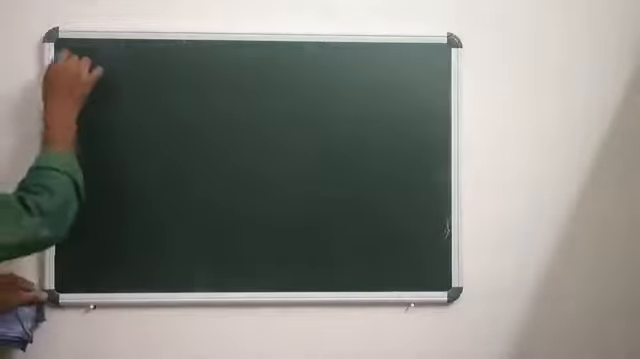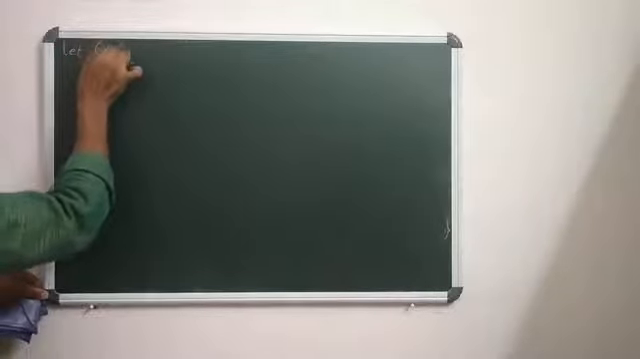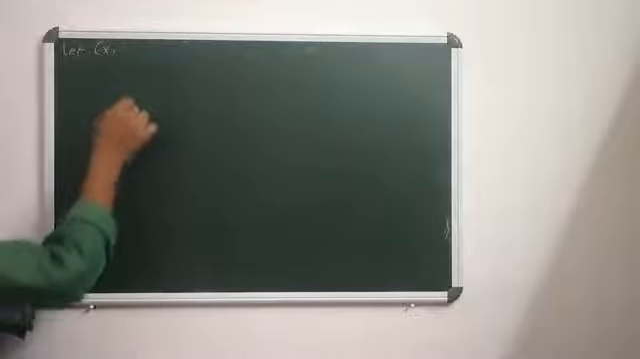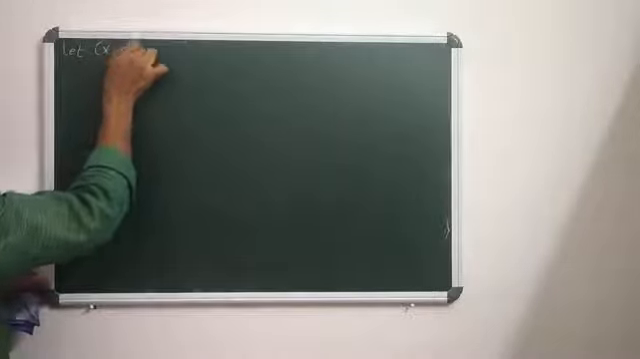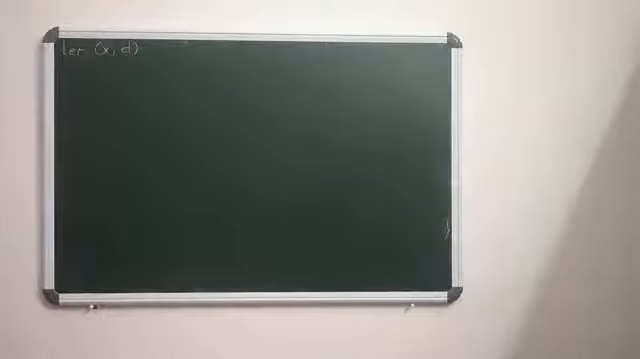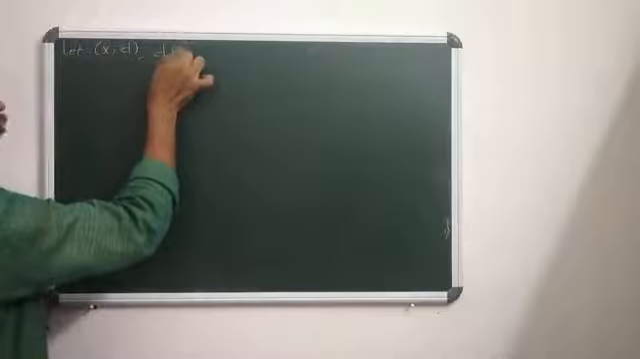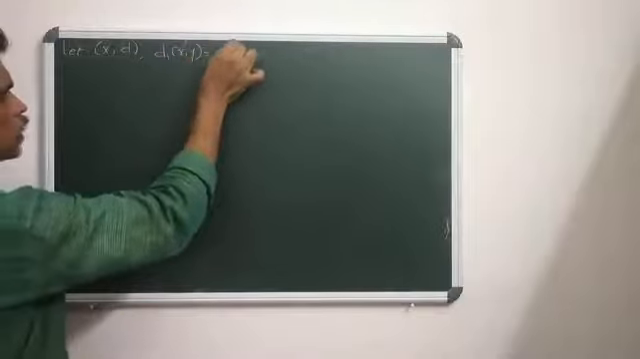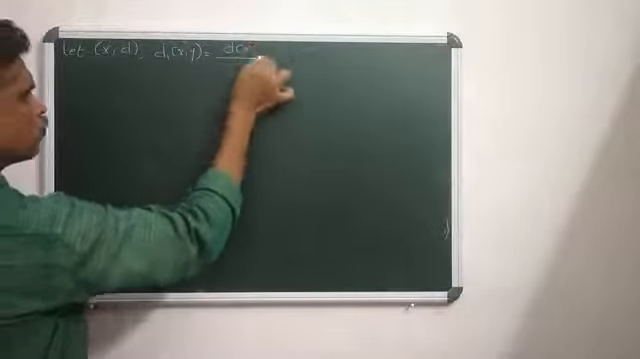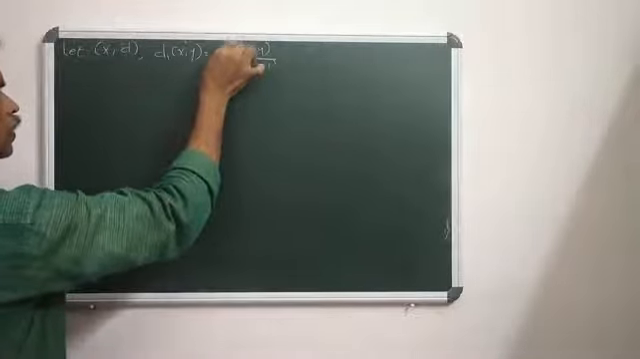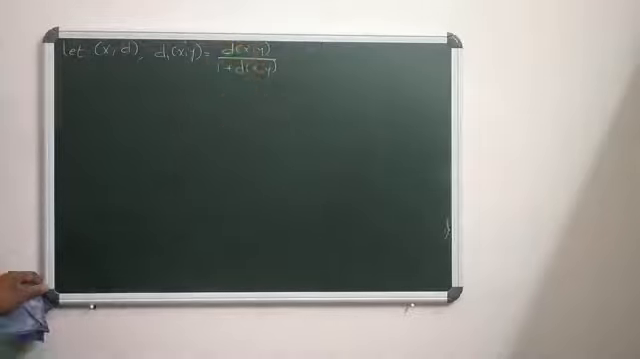Let X be a metric space together with a metric d, which means let (X, d) be a metric space. Then define d1(x,y) equals d(x,y) by 1 plus d(x,y). Show that this d1 is a metric.